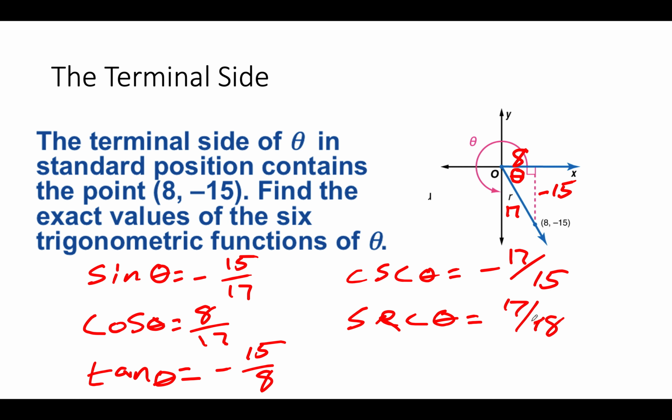Oh, not 18. Get rid of that. Sorry, got a little problem there. And then the cotangent is negative 8 over 15. So I can find the sine, cosine, tangent.